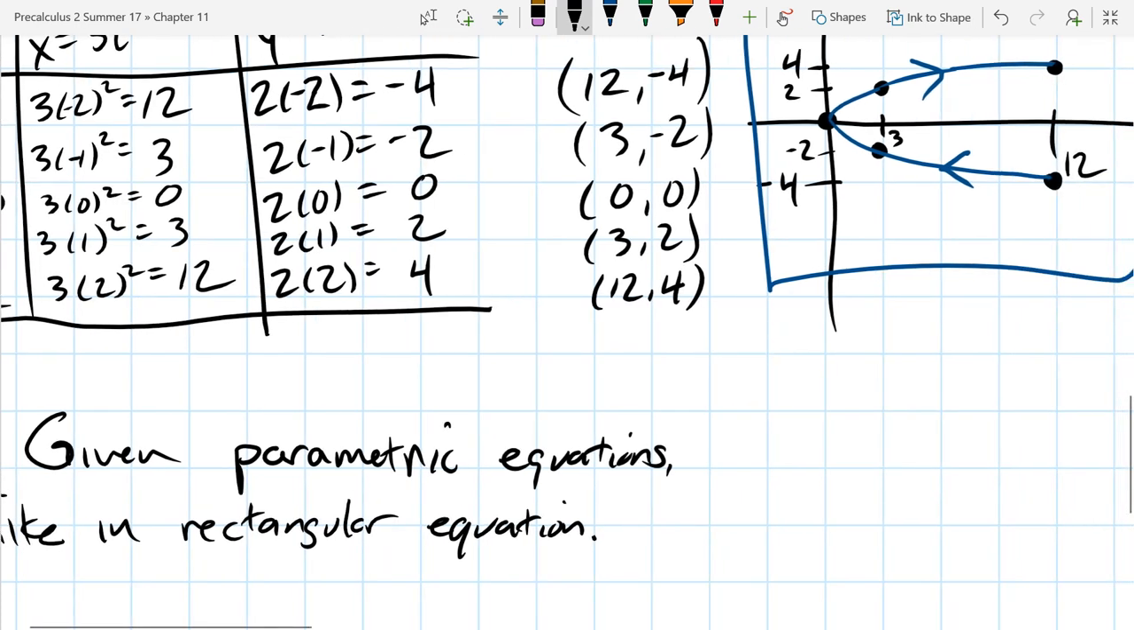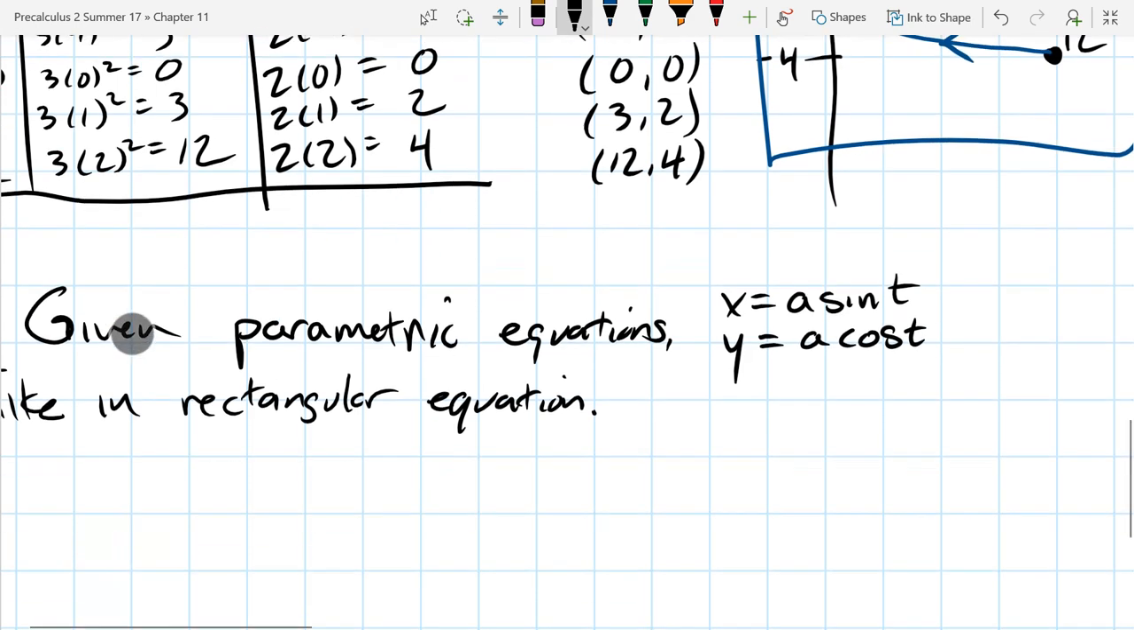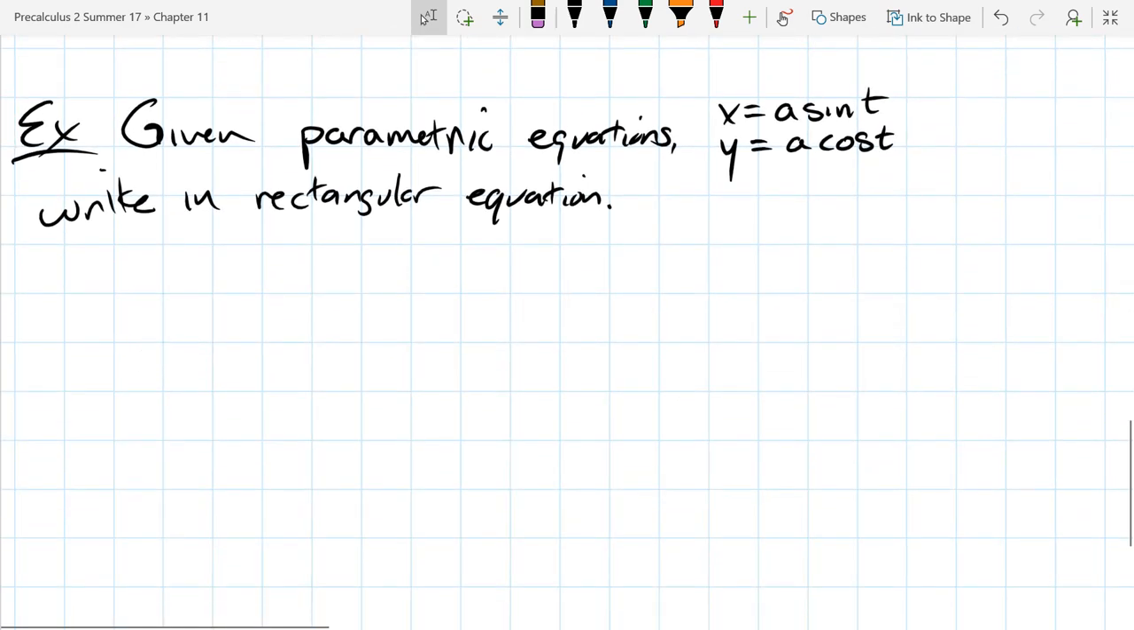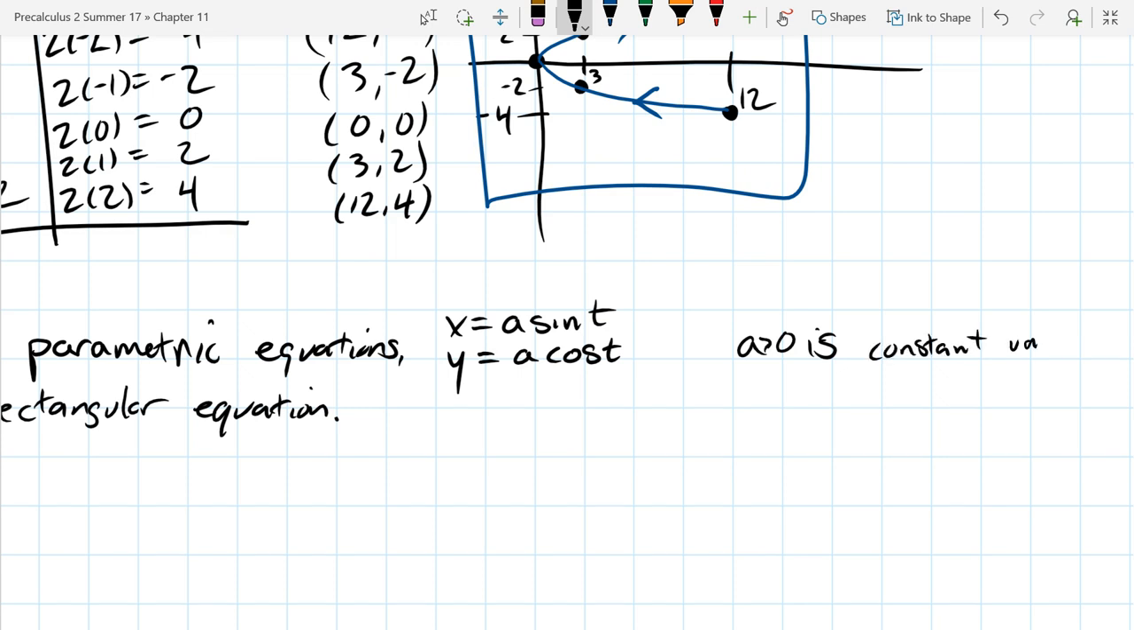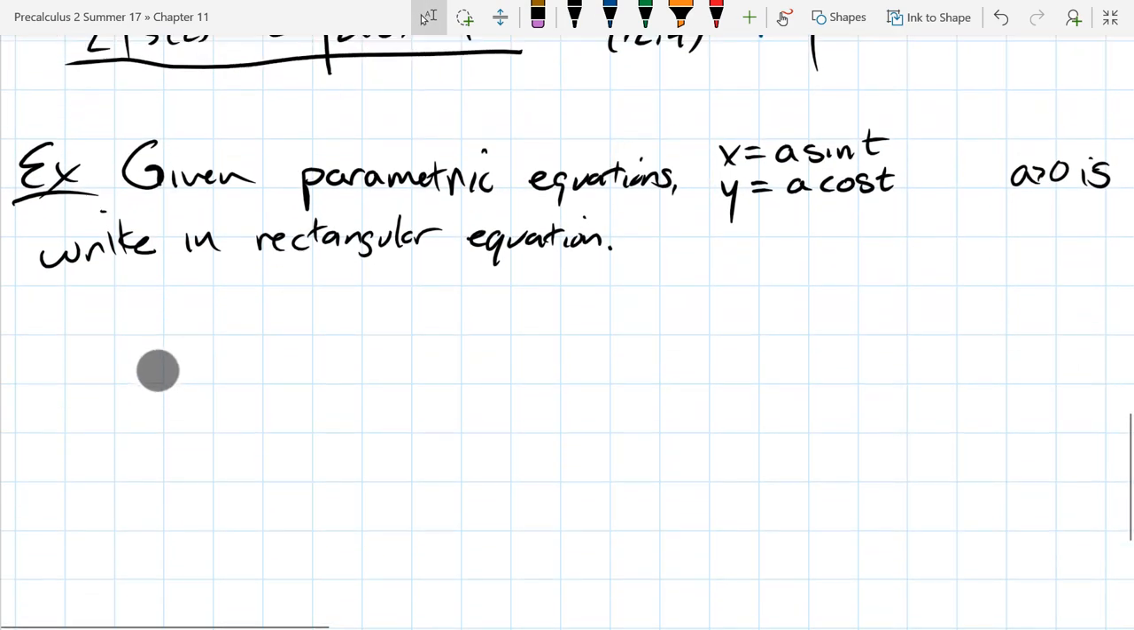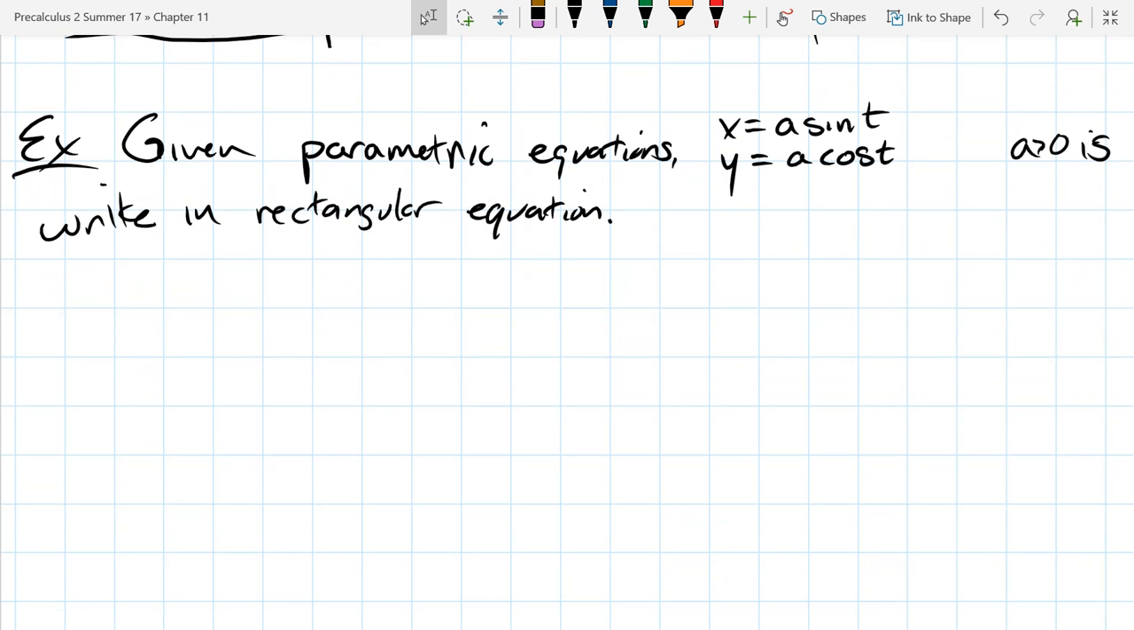All right, so what parametric equations are we going to start with? Let's go x equals a sine t and y equals a cosine t. All right, so we got parametric equations, two equations. One of them has x, one of them has y, and both of them have the parameter t. Now, in this case, a is a constant. It will be greater than 0, a is a constant. You can just think of the number 1. That works too.